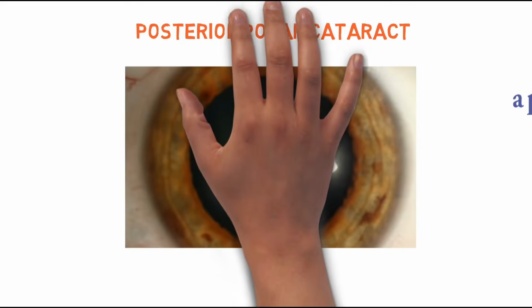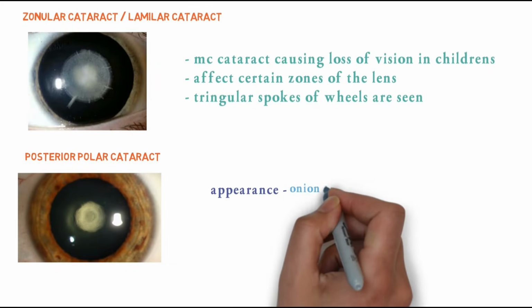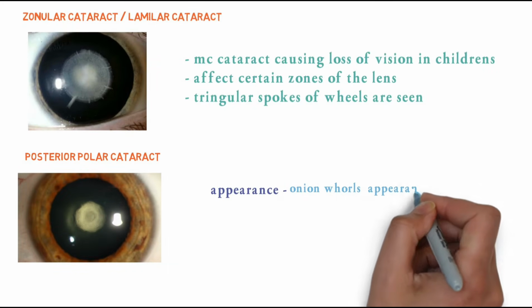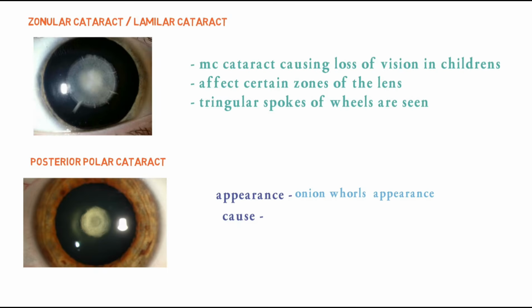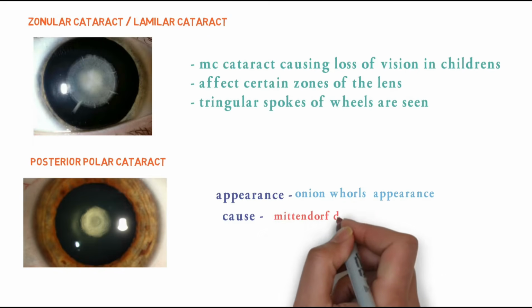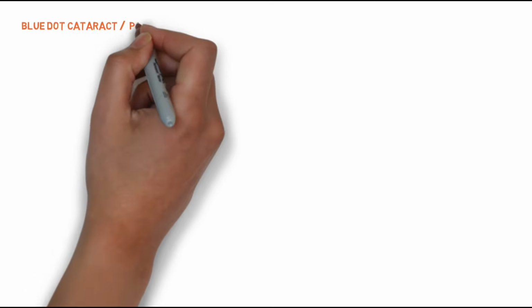Look over here. Here the appearance is like onion holes. So the appearance is onion holes, and it is generally associated with Mittendorf dots. Remember that it is generally associated with Mittendorf dots. What are Mittendorf dots? They are persistent hyaloid artery remnants. Next one, that is blue dot cataract.